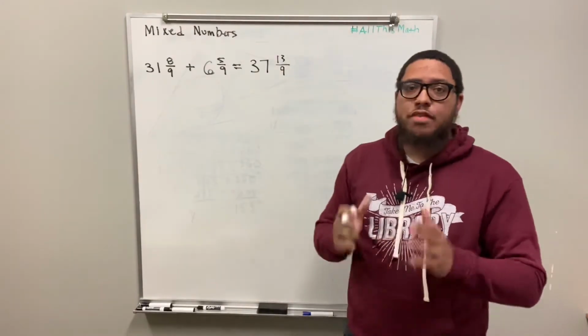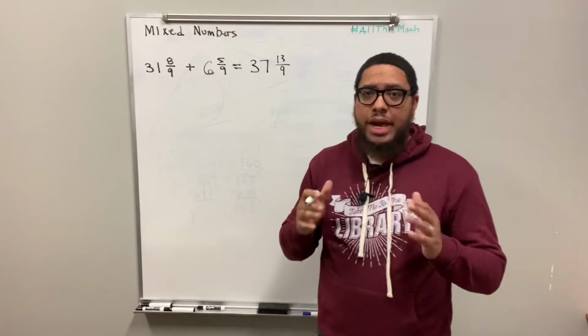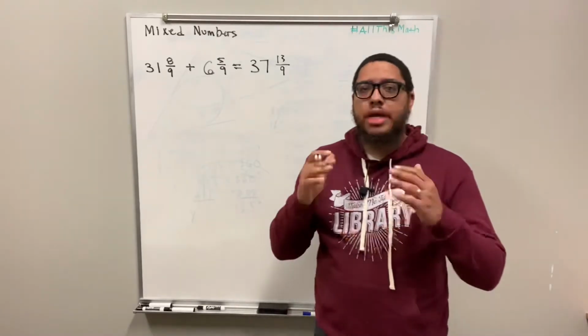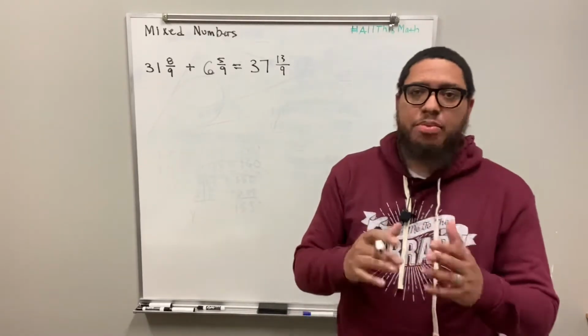The numerator should never be bigger than the denominator. When that happens, there's a term for that. That's called an improper fraction. It's called an improper fraction.